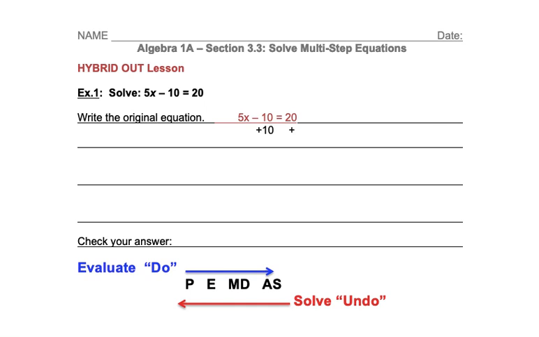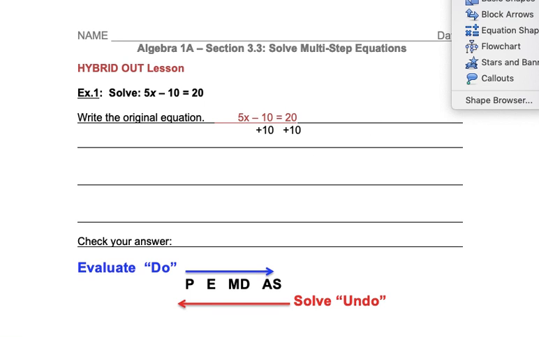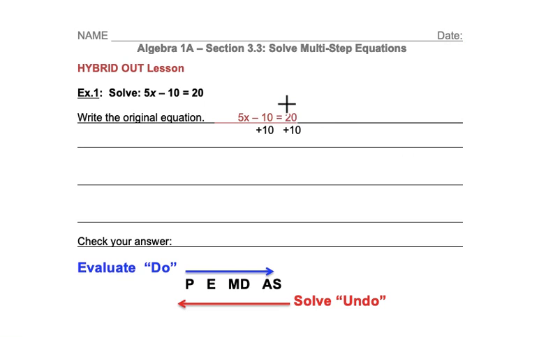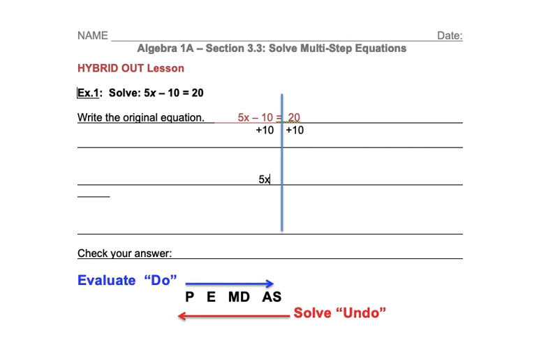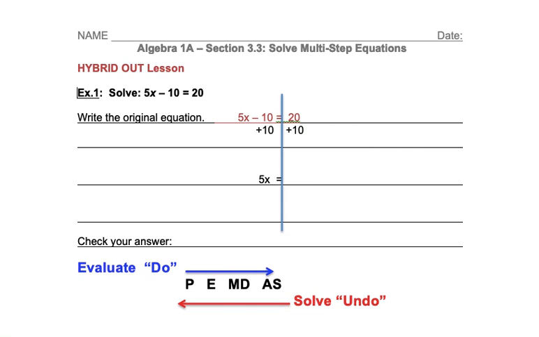It's really important that whatever you do to one side of the equation, you also do to the other side of the equation. I sometimes even draw a line down the center where the equal sign is, so I clearly know that whatever I do on one side, I have to do on the other side as well. So I'm going to put a line down the center. And whatever I do to the left side, I have to do to the right side. This is going to give me 5x, because the negative 10 and the positive 10 will cancel. So I'll end up with 5x equals 30. So 5x on the left, and on the right, I will have 30.